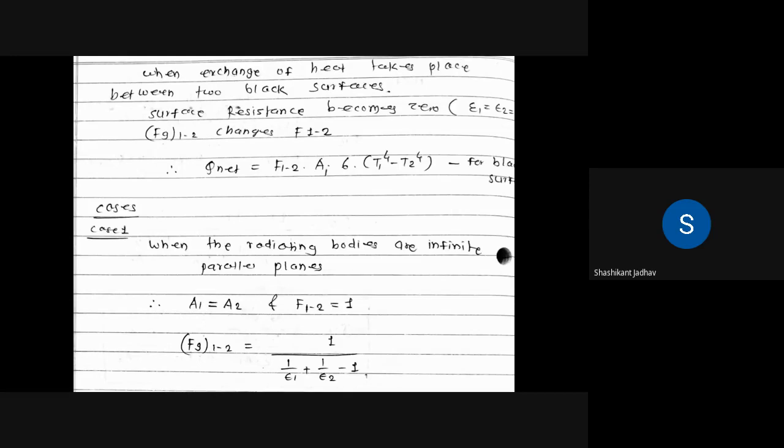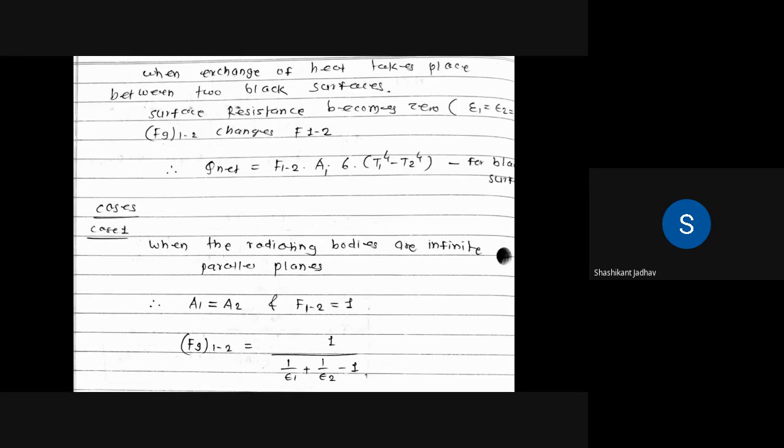And already we have the equation Q1 to 2 equals sigma T1 raised to 4 minus T2 raised to 4 divided by sum of the resistances. Whatever resistances there are, if it is a surface resistance we use the surface equation, if it is a space resistance we use the space equation, and whichever resistance there is, we use that equation. And by using that we have to calculate the net heat transfer between the gray bodies.